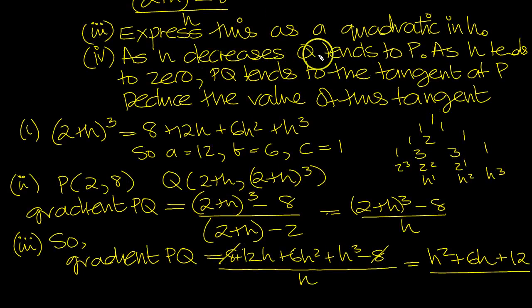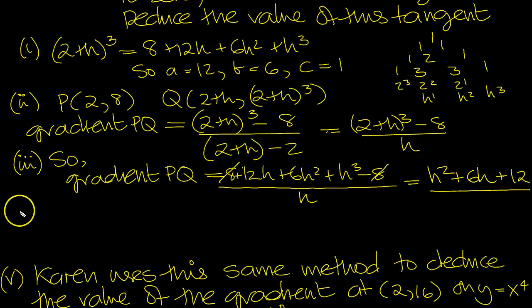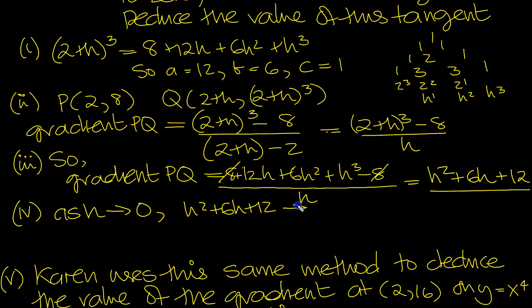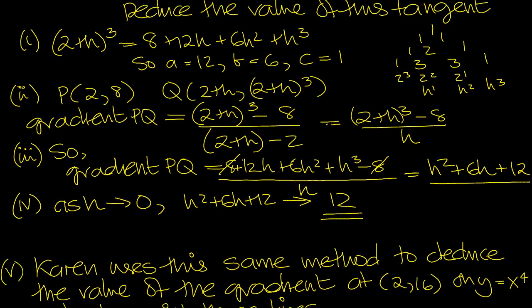As h decreases, Q tends to P. As h tends to 0, PQ tends to the tangent at P. Deduce the value of this tangent. So part 4, as h tends to 0, h squared plus 6h plus 12 will tend to just 12, won't it? So that's part 4. Now part 5.